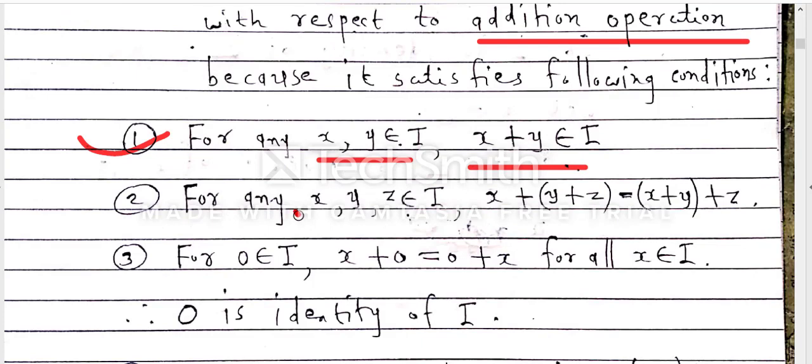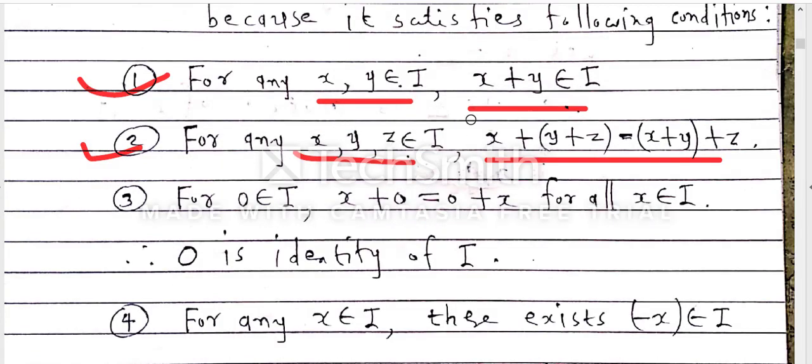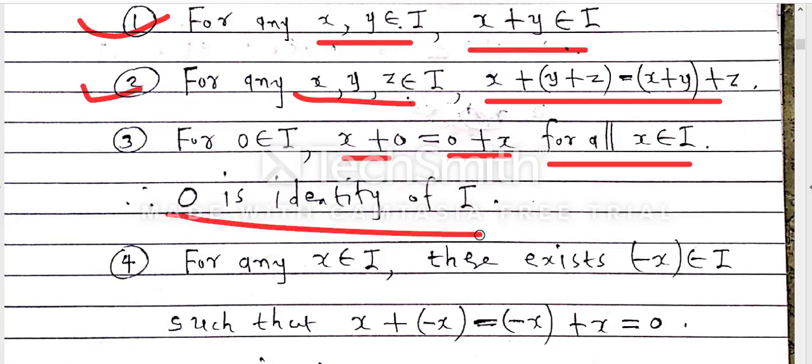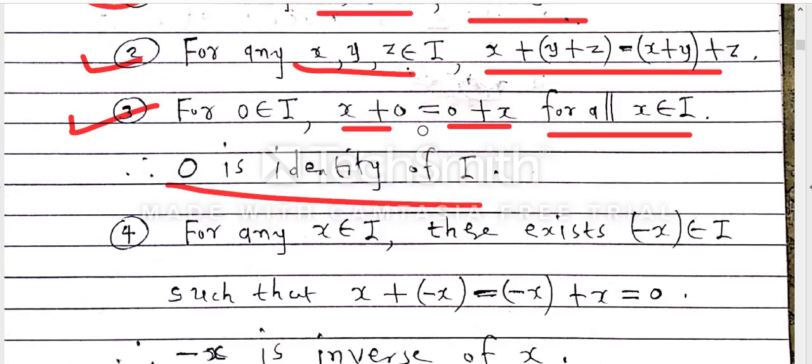Associative property, this is obvious. We know that addition of integers is always associative. So associative property is satisfied for each x, y, z in I. What is the identity element of the set of integers with respect to addition operation? We know that x plus 0 equal to 0 plus x equal to x, that I had not written here. You must read this as x plus 0 equal to 0 plus x equal to x for all x in the set of integers. So we show that 0 is the identity of the set of integers. So there exists an identity element.